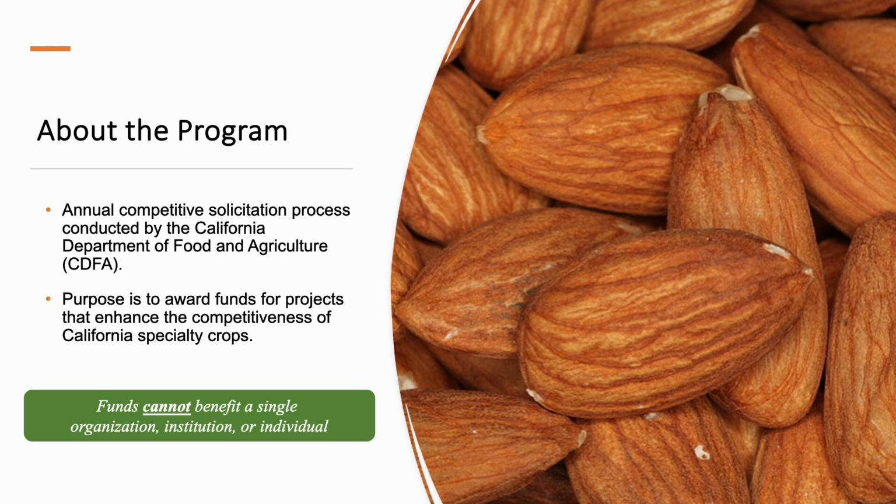The purpose of the Specialty Crop Block Grant Program is to enhance the competitiveness of California specialty crops. This means that a proposed project must pertain to issues that affect the specialty crop industry and focus on improving the competitiveness of specialty crops. For a project to be allowed under this program, the proposal must clearly demonstrate that all activities and costs benefit the specialty crop industry rather than directly benefit or provide a profit to a single organization, institution, or individual.